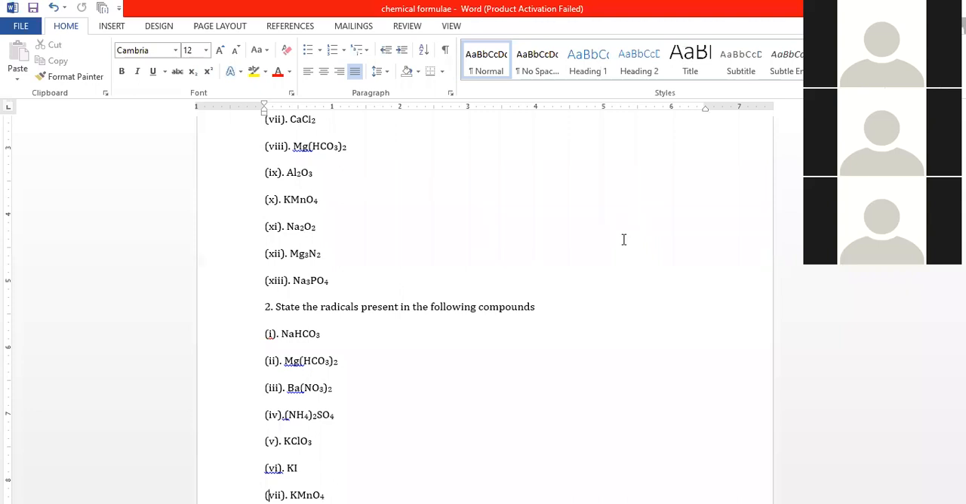Number 1, the radical present is hydrogen carbonate. Thank you very much. It is HCO3, which is a hydrogen carbonate. Laura, can you give me the answer to Roman 2? The radical for Roman 2 is HCO3 in bracket 2. I want the name. What is the name? Hydrogen carbonate. It is also a hydrogen carbonate.